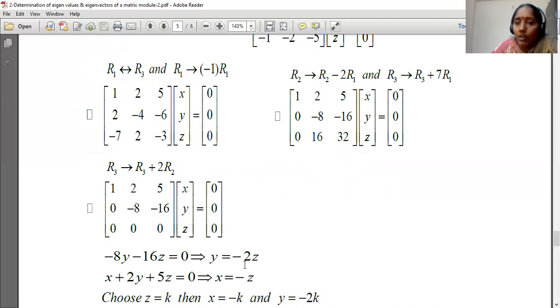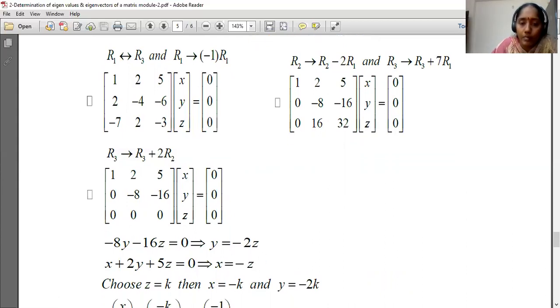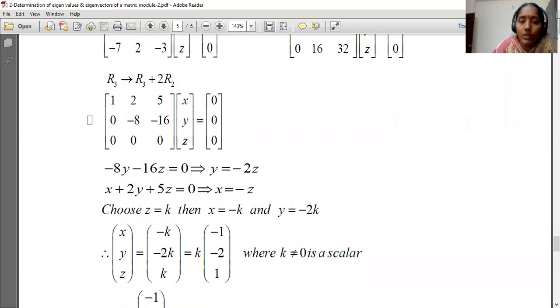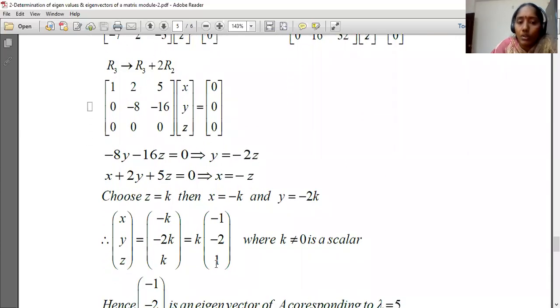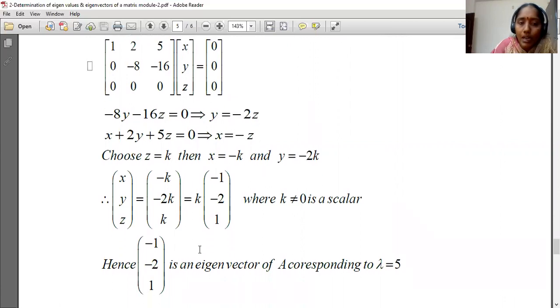So we don't know the value of z, and already we have one arbitrary constant for this system. So we consider z as k. So x equals minus k and y equals minus 2k. Substitute those values. Then we get the solution as k times (minus 1, minus 2, 1), where k is a non-zero scalar. So the eigenvector corresponding to lambda equals 5 is (minus 1, minus 2, 1).